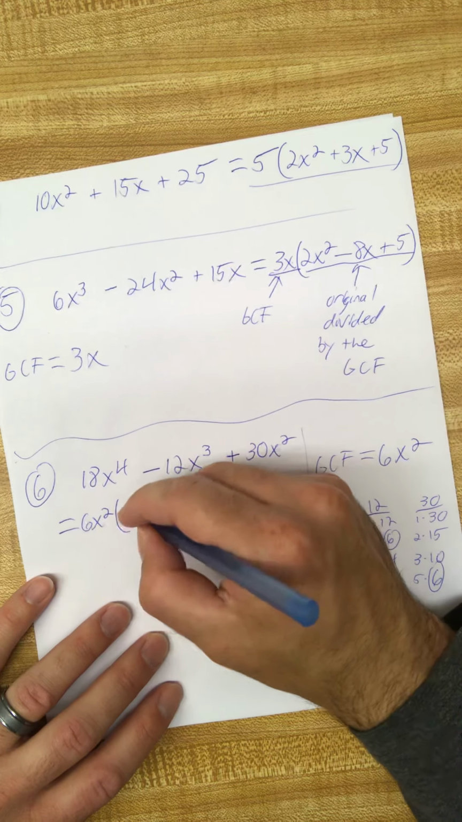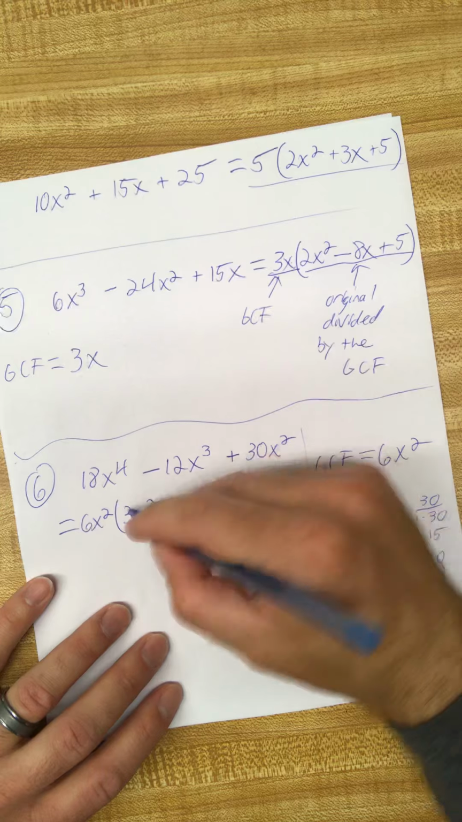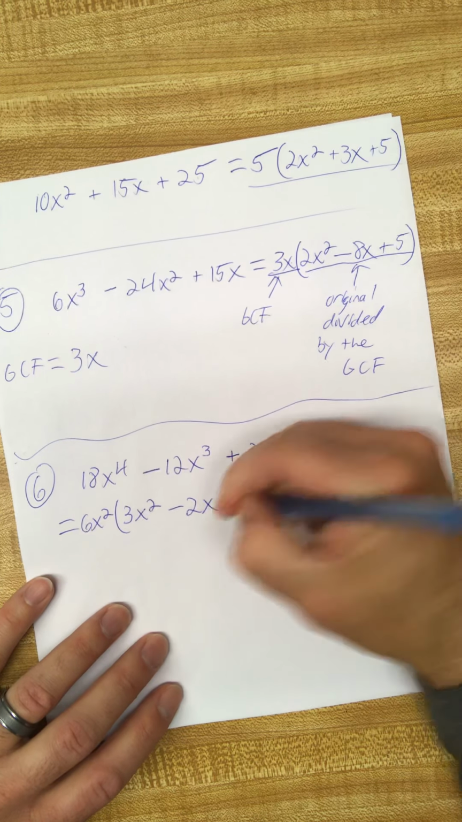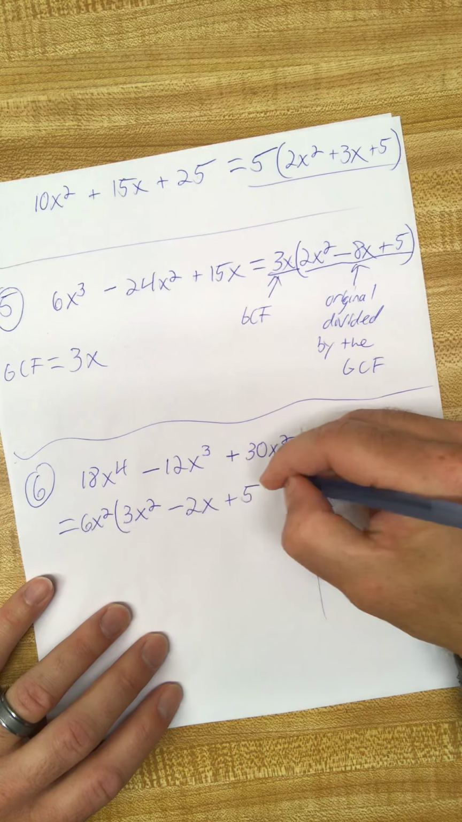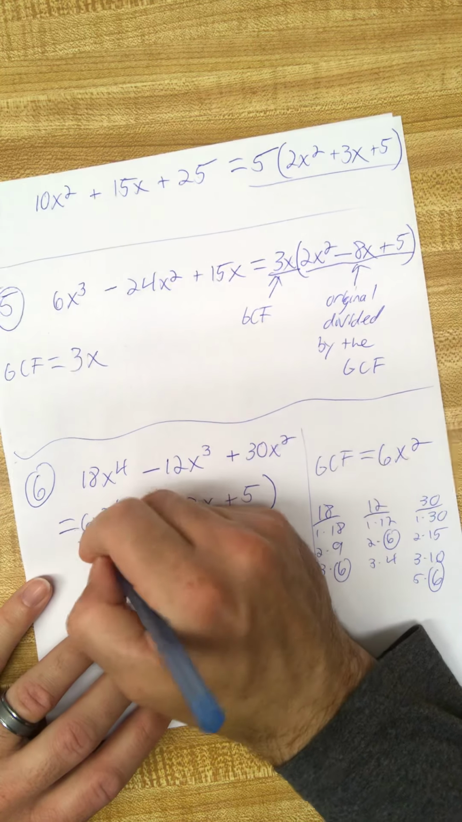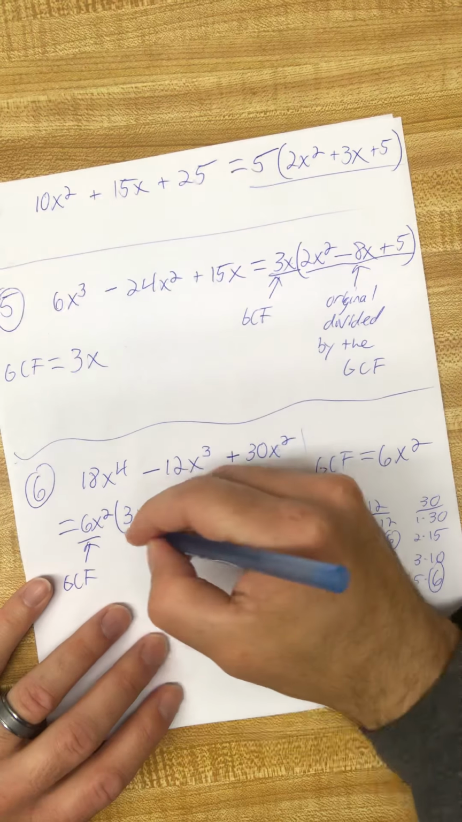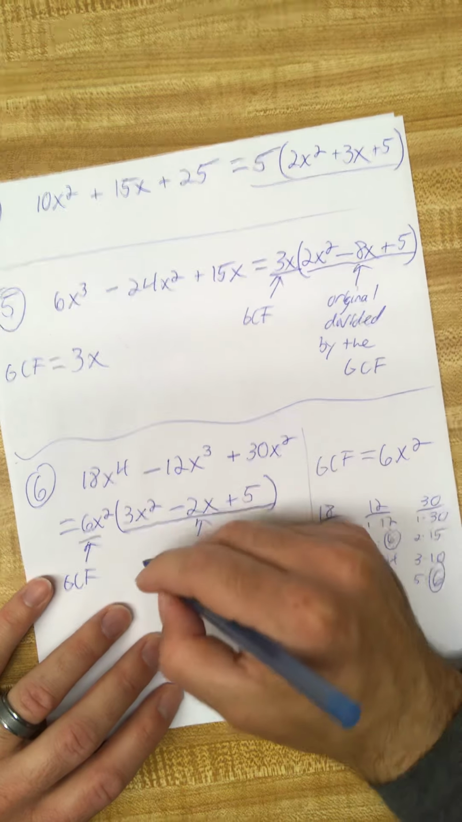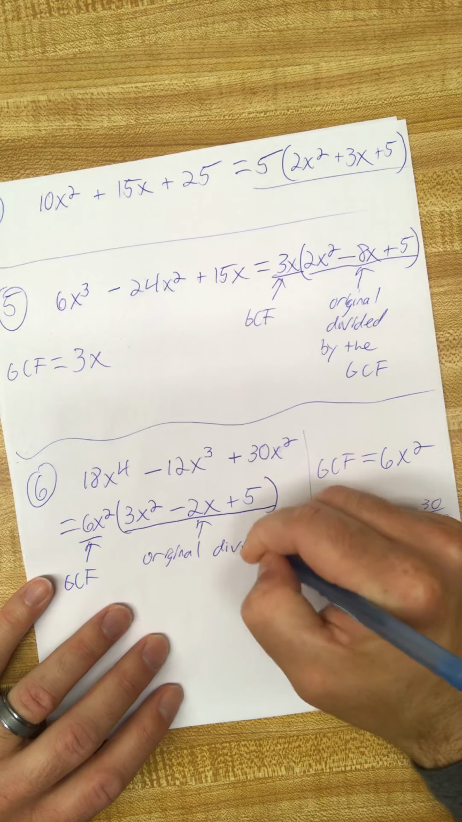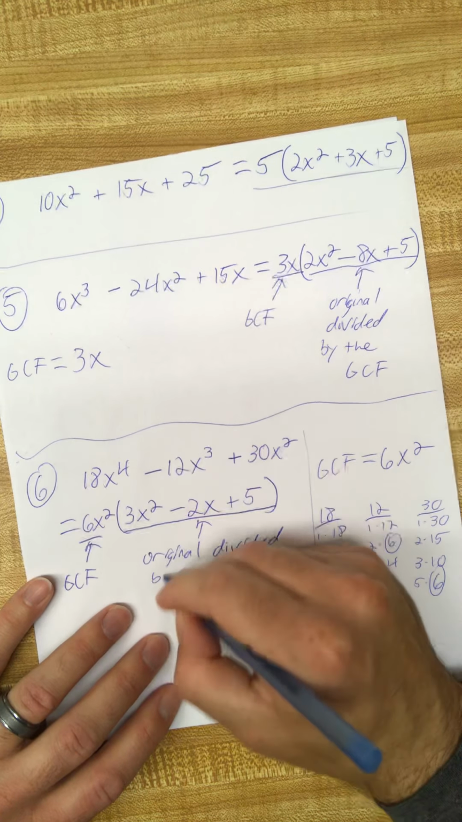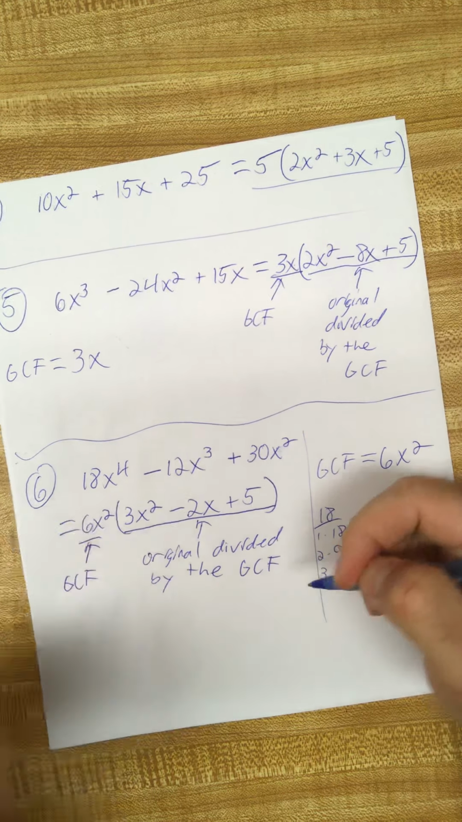So 18 divided by 6 is 3, and we took 2 of the x's. 12 divided by 6 is 2, and I took 2 of the x's. 30 divided by 6 is 5, and I took 2 of the x's. So again, this is my GCF. This is my original divided by the GCF.